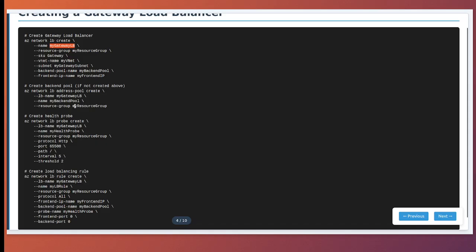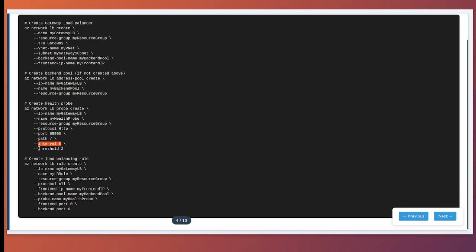The health probe configuration is crucial for high availability. The command shows creating an HTTP probe on port 65500. This port is special. It's the recommended health probe port for GWLB scenarios. Your NVAs should be configured to respond to health checks on this port. The interval parameter sets how often to probe, 5 seconds, and the threshold sets how many failed probes before marking an instance unhealthy.